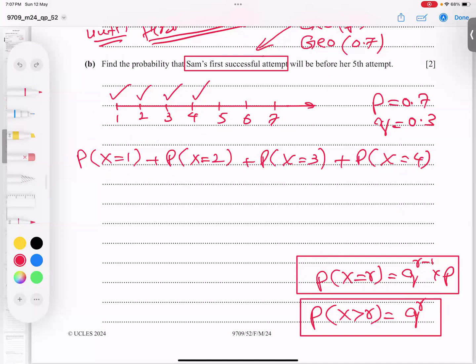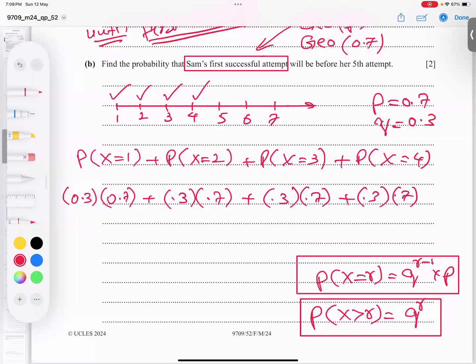How to answer this is so simple. If I plug in r is 1, then I get q to the power r minus 1, and here p. P is 0.7, so 0.7 comes here, students. Let me write it the easy way: q first, p later, q first, p later, and q first, p later. So q is 0.3, p is 0.7, 0.3, 0.7, 0.3, 0.7. Because r is 1, 1 minus 1 gives 0, and this is my answer. Now for 2, 2 minus 1 becomes 1. When I plug in 3, 3 minus 1 gives 2. And when I plug in 4, I get 3. If you type this in the calculator, it will give our answer.